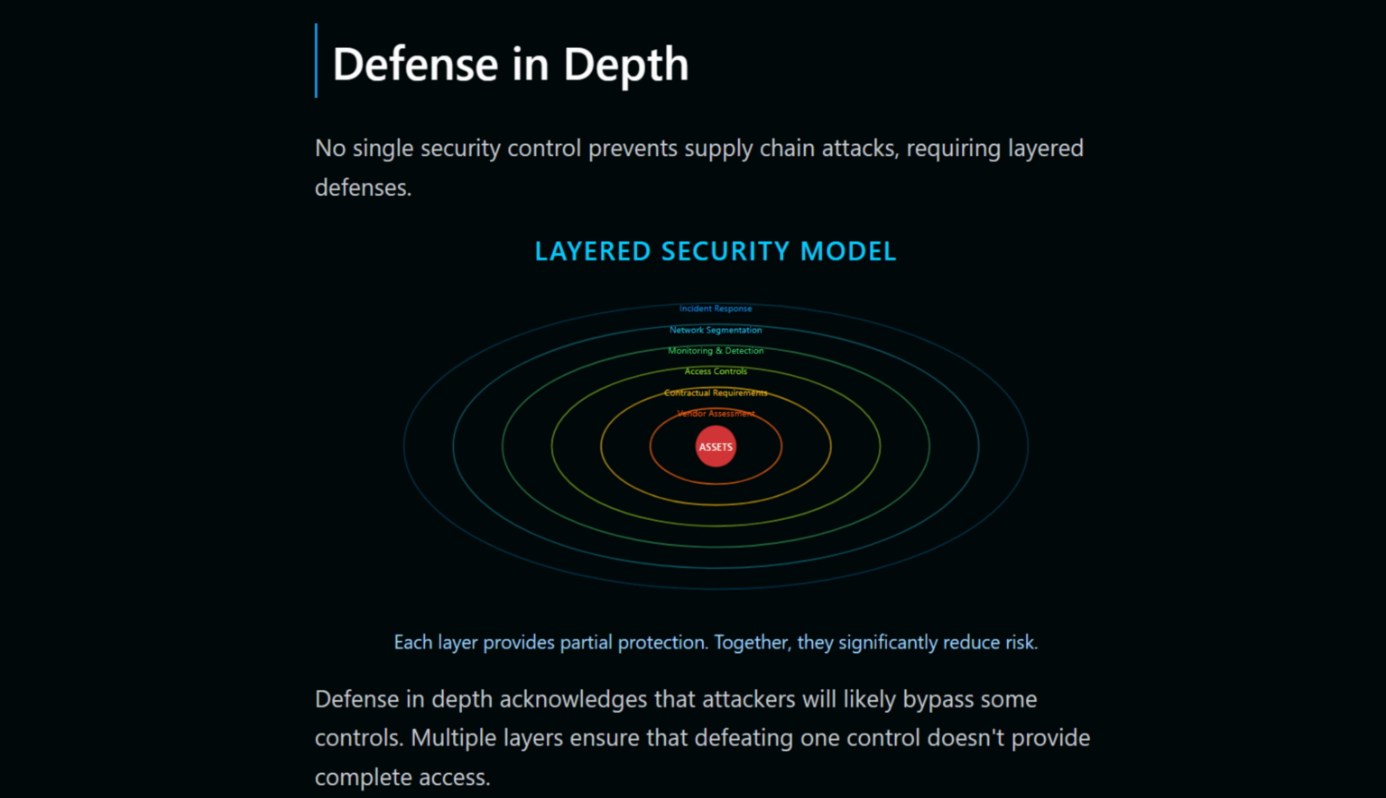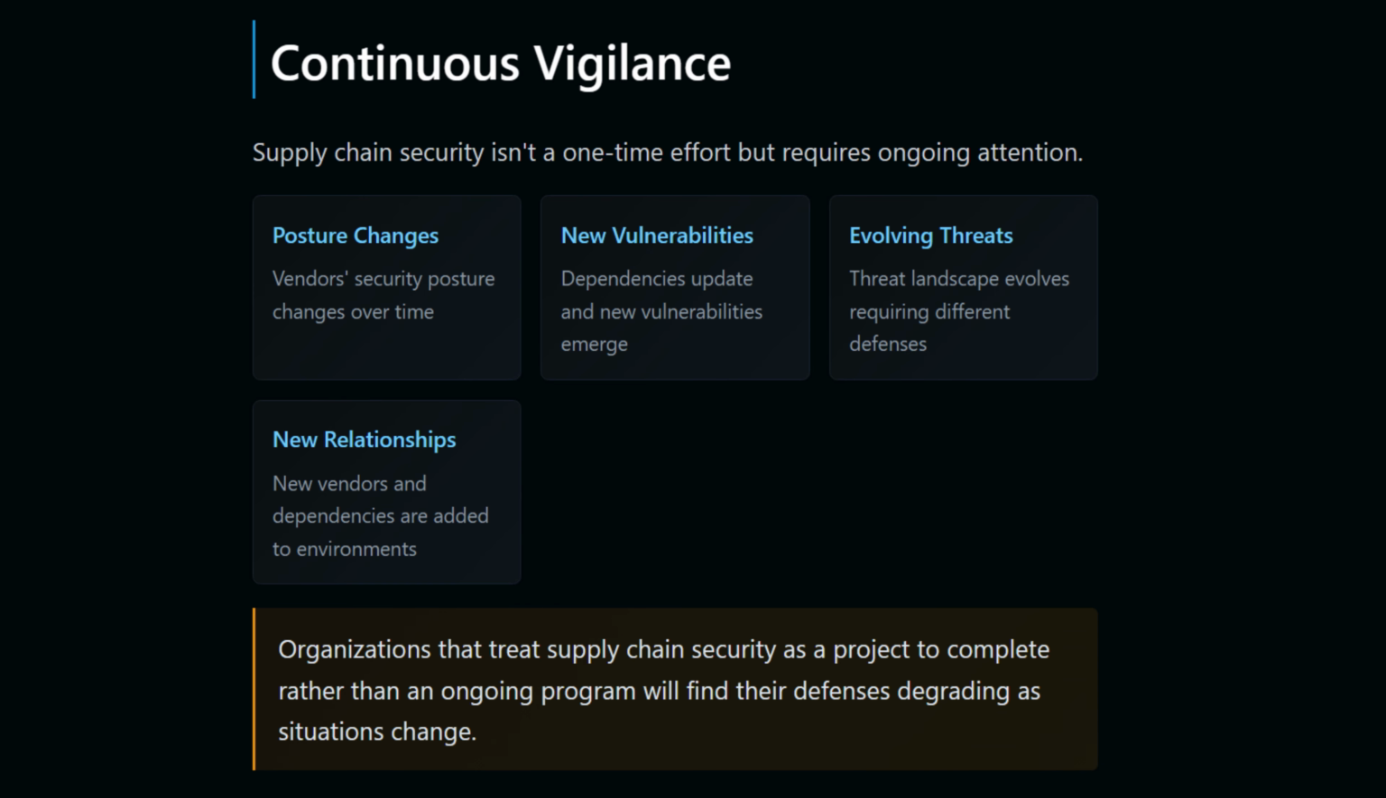Diversifying vendors reduces concentration risk from supply chain attacks. Don't put all your eggs in one basket. For managing open source supply chain risk, software composition analysis (SCA) tools provide essential capabilities. Understand the importance of defense in depth because no single security control prevents supply chain attacks, and this requires layered defenses. Each layer provides partial protection. Supply chain security isn't a one-time effort, but requires ongoing attention. And after implementing reasonable controls, you have to accept that there will be some residual supply chain risk remaining.